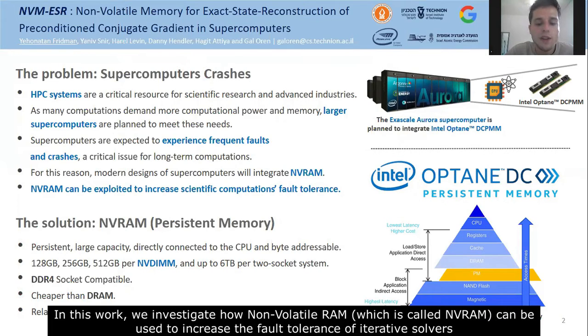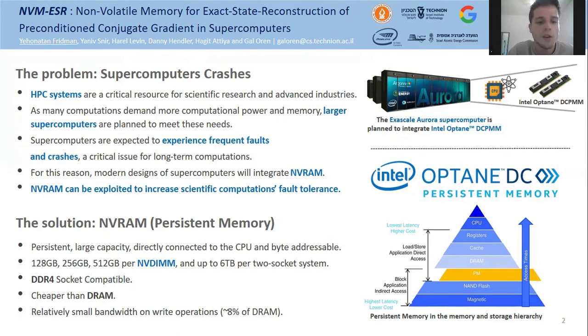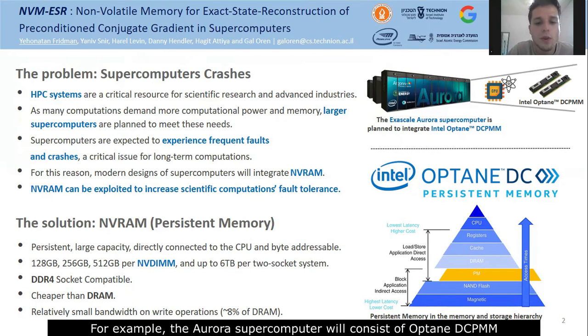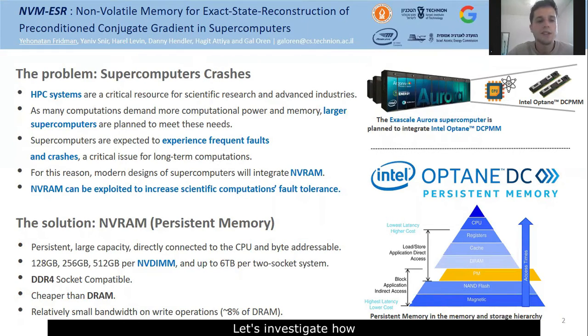In this work, we investigate how non-volatile RAM, which is called NVRAM, can be used to increase the fault tolerance of iterative solvers. Fortunately, modern designs of supercomputers will integrate NVRAM. For example, the Aurora supercomputer will consist of Optane DCPMM. NVRAM provides persistency and large capacity, it is byte addressable, and it perfectly fits the gap between DRAM and storage. Let's investigate how.